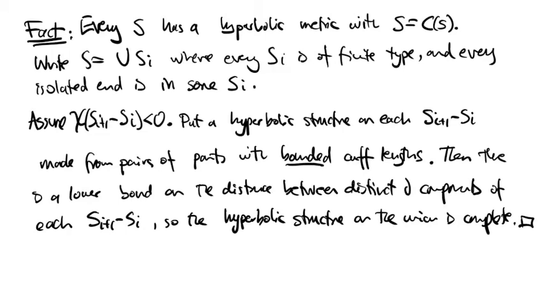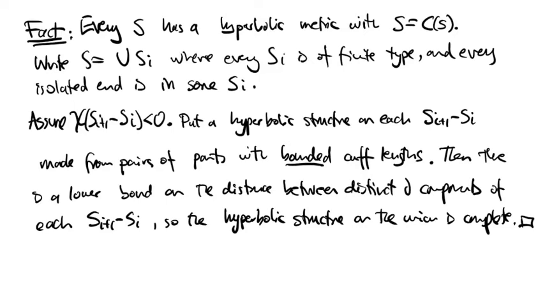It's a useful fact that every surface of infinite type has a hyperbolic metric for which the surface is equal to its convex hull. Here's how to show this. We write S as an increasing union of subsurfaces S_i, where now we don't insist that the S_i are compact, but we assume that they are of finite type and that every isolated end is in one of the S_i. We assume further that every component of the difference S_{i+1} minus S_i has negative Euler characteristic.